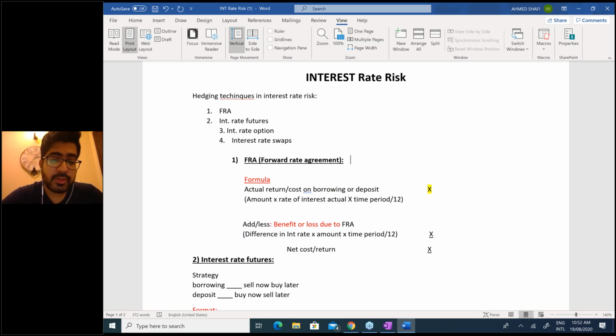Benefit, if it's deposit, it increases return. Add it. If it's a borrowing case, cost of borrowing, the benefit reduces cost, deducted. If it's a loss, loss increases cost, so in case of cost, add it, but loss reduces return in case of return, deducted. Okay, I can take any questions here and then move towards futures.